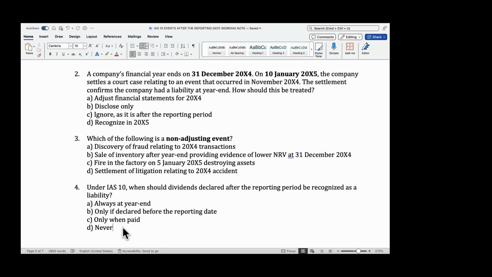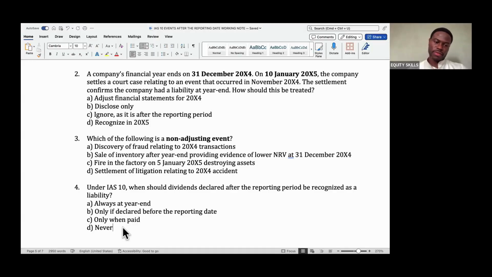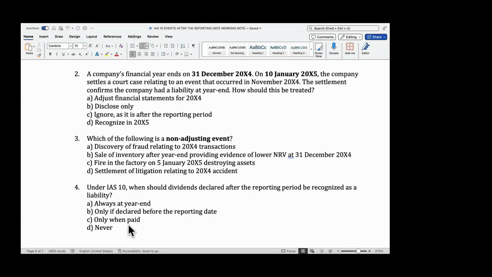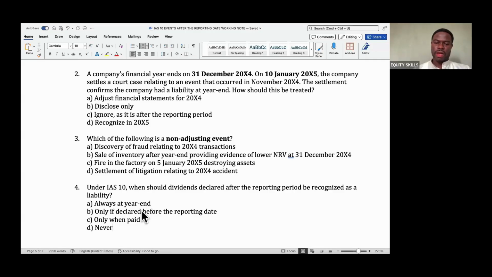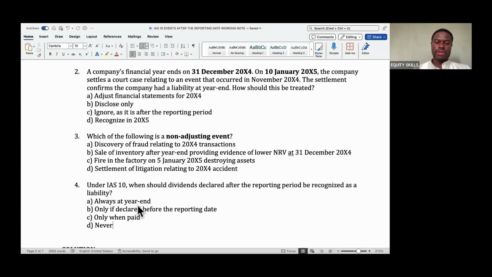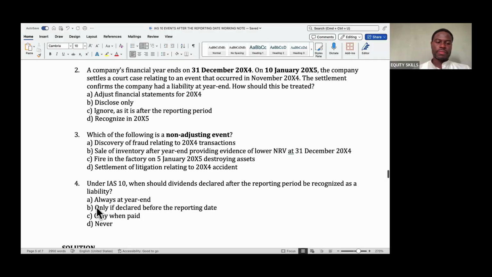When declared before the report. Sorry, Lukman, what did you say? Only if declared before the reporting date. That's correct. Only if declared before the reporting date. Okay.